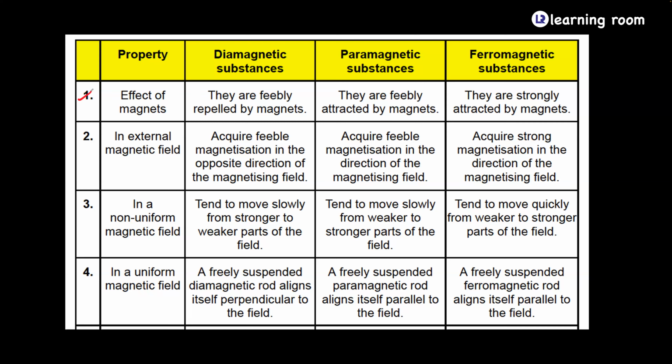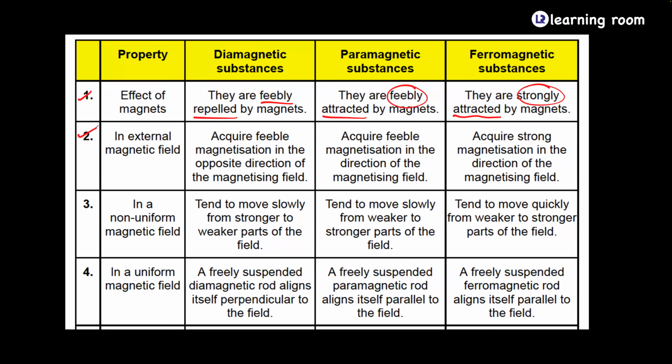So first is the effect of magnets. In the presence of magnets, how does a diamagnetic substance behave? It will repel, and it is going to be a feeble repulsion. It is not repelling very fast. Think of water. It is going slowly, right? Whereas a paramagnetic substance will get attracted, but this is also going to be feeble. What about a ferromagnetic substance? It is going to get attracted, and it is going to be very strong. Make sense?